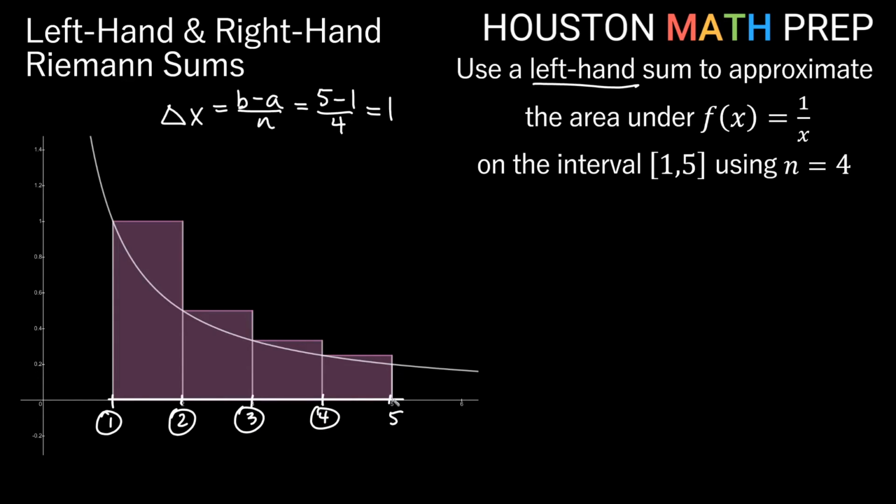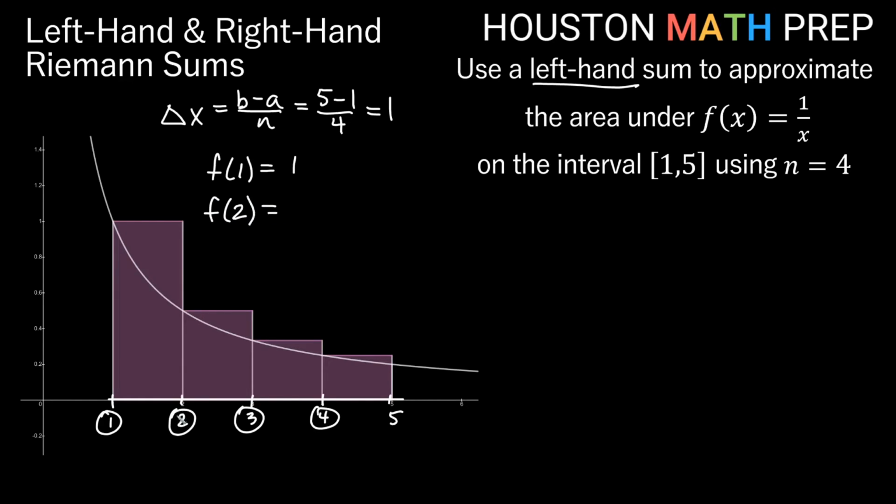So you can see here we won't be using 5 to plug into our function because 5 is not actually the left side of any rectangle and we're doing a left-hand sum. So we'll just be plugging in 1, 2, 3, and 4 this time. If I plug in my x value to the function, that will give me the height for each rectangle. So my first x value is 1. Plugging in 1, we would get 1 over 1, also known as 1. And we're going to get the same thing we got before, right?